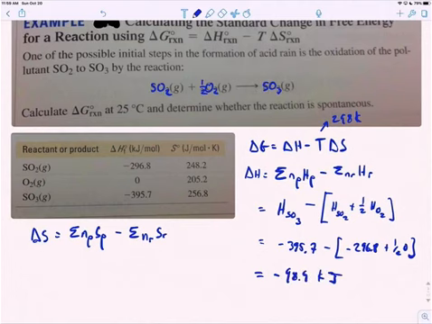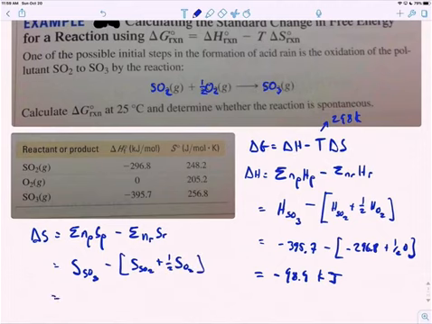And do the same thing for entropy. This is going to be the entropy of SO3 minus the quantity entropy of SO2 plus 1/2 the entropy of oxygen.